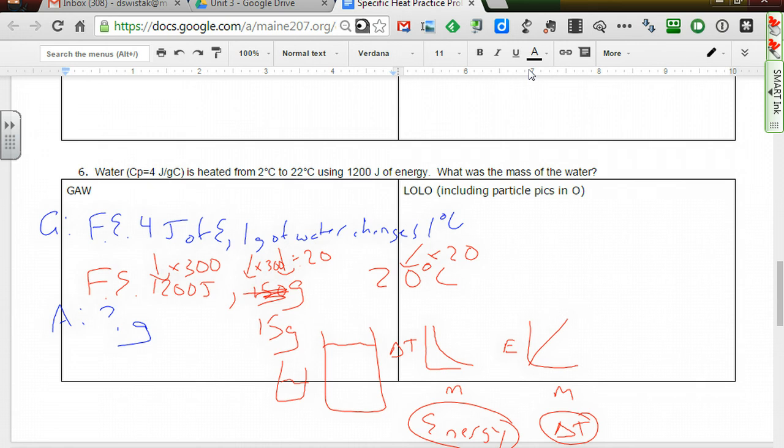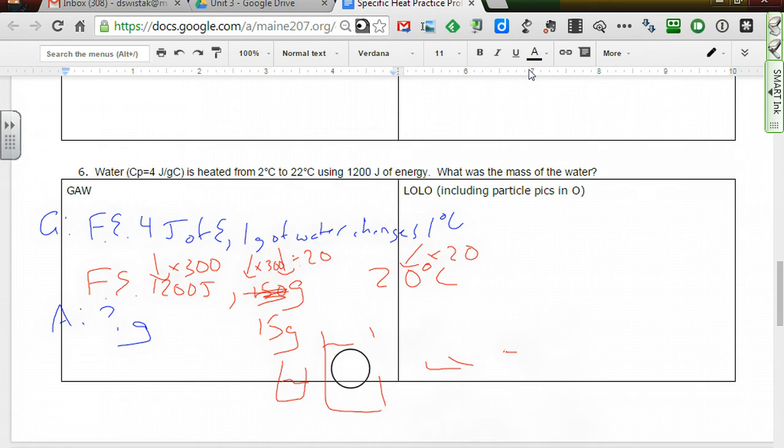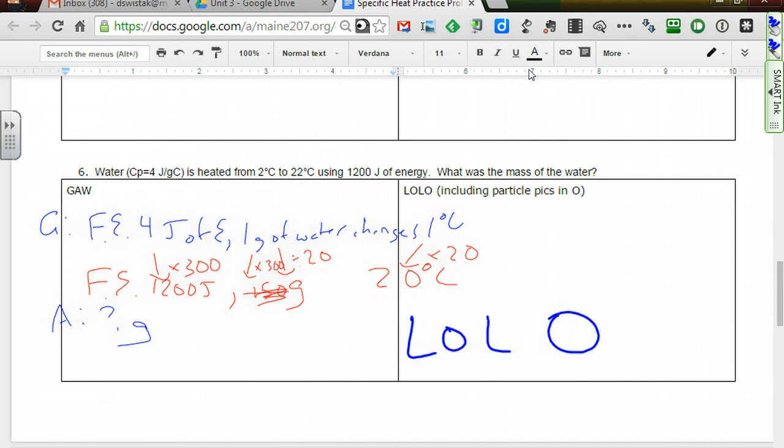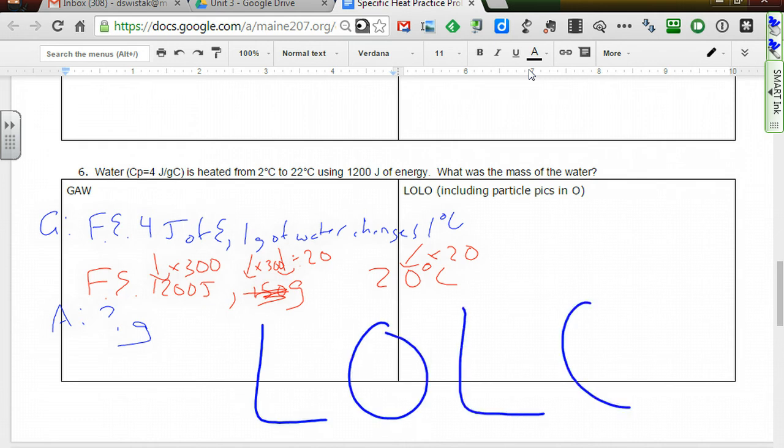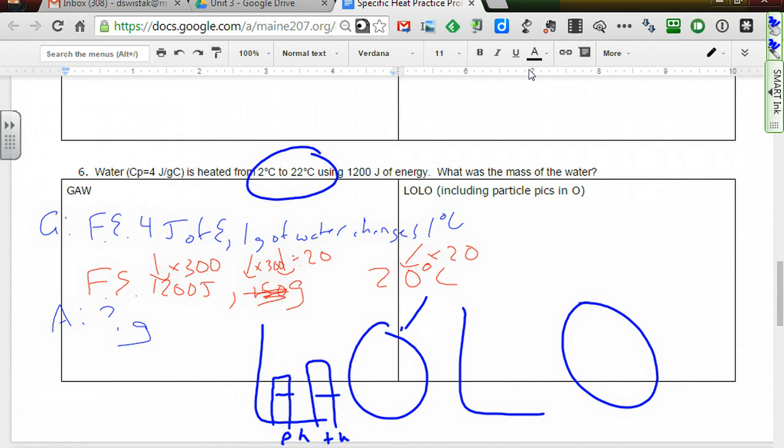Now, this time, my LOLOL looks almost exactly the same, except, let's undo that. Make it big. All right, so this time I'm starting with a little bit more energy in the phase. And my thermal, let's start with a little bit more. Okay, and I'm heating it up, 20 to 22. So I'm not heating it a ridiculous amount.